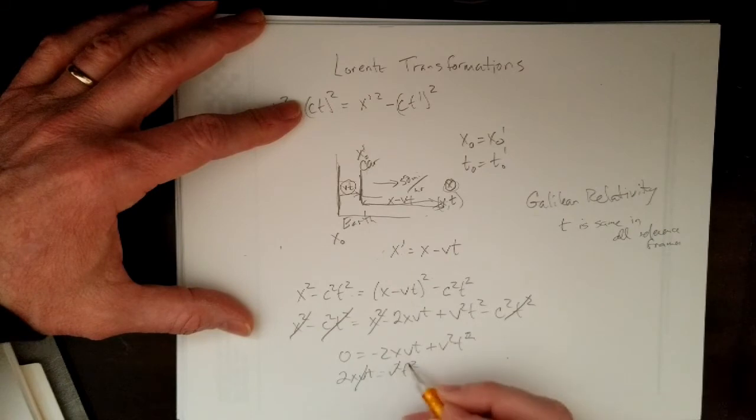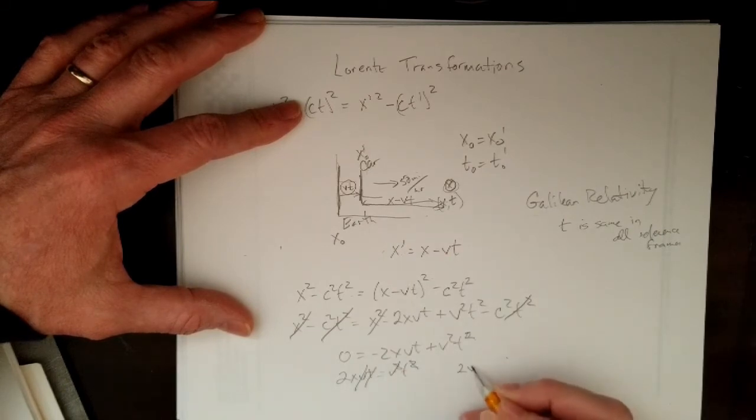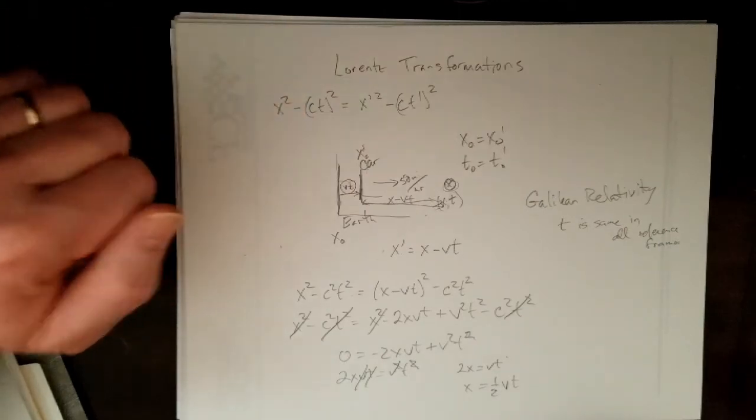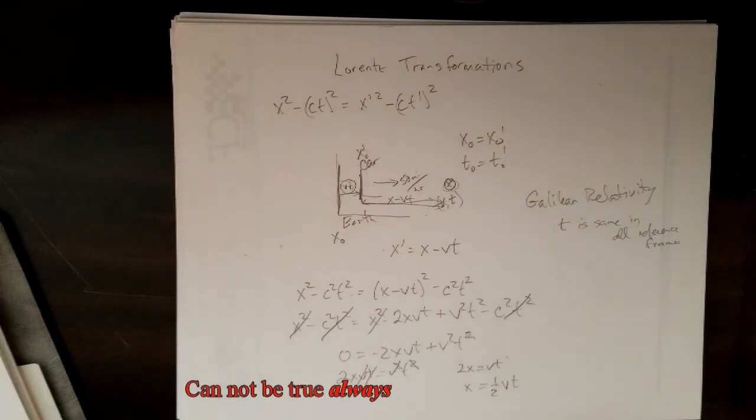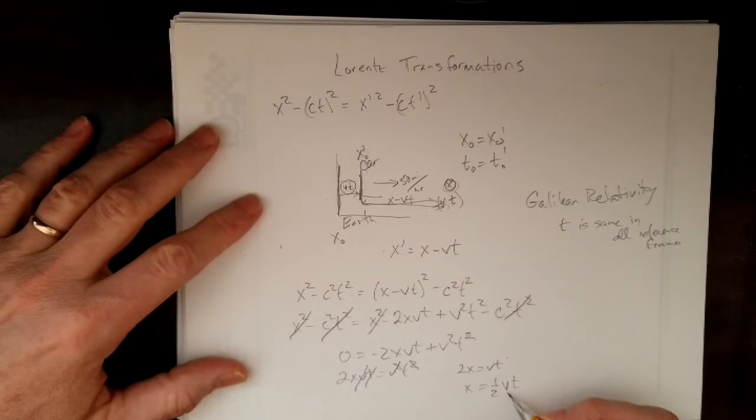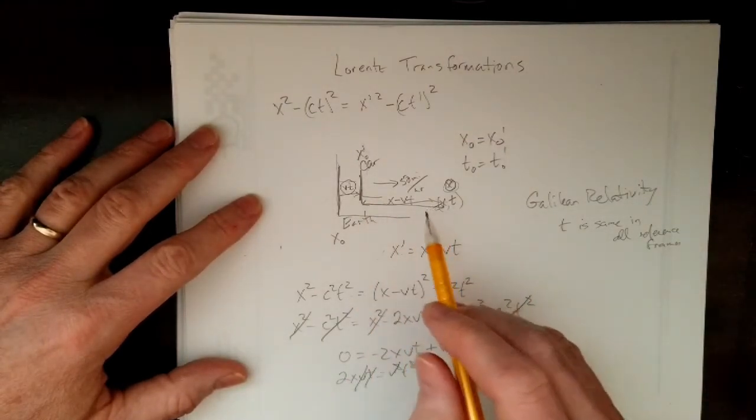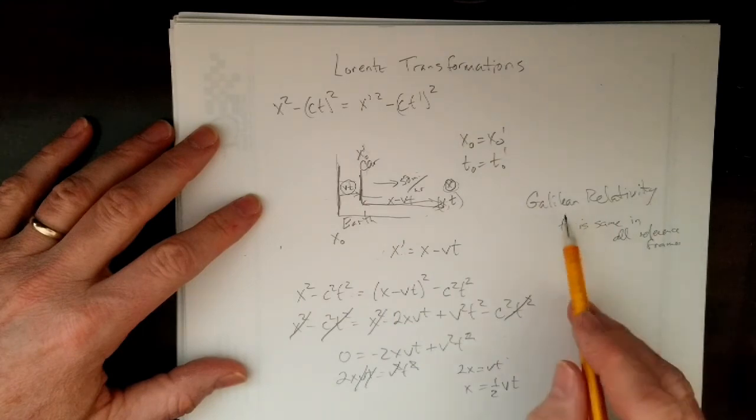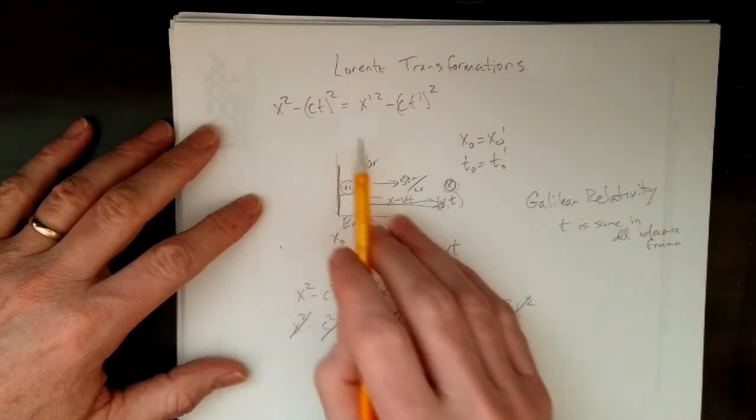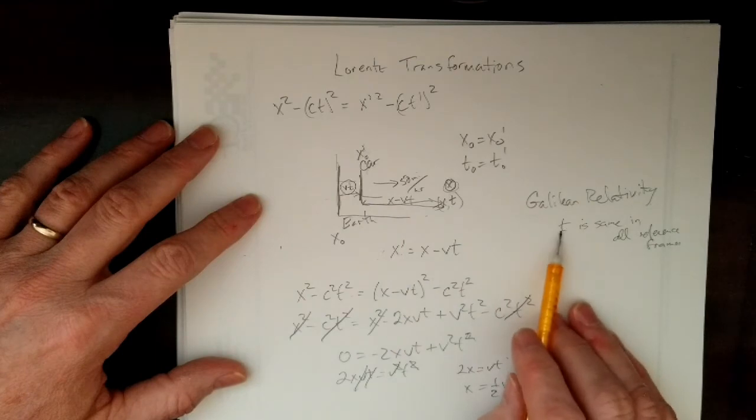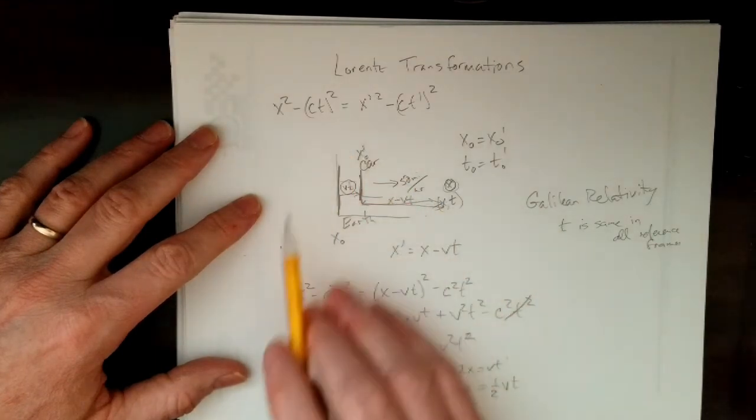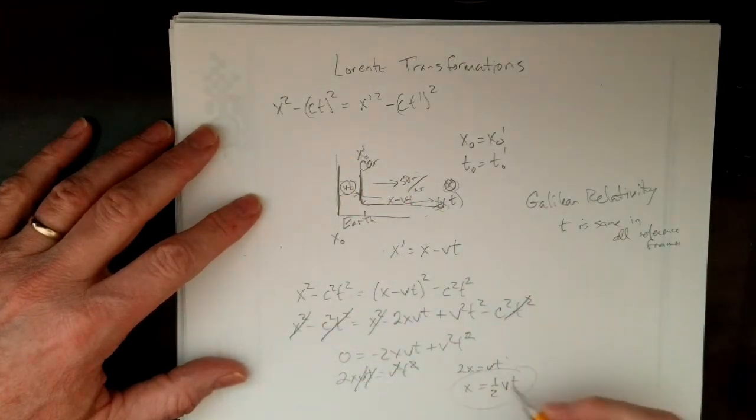A v cancels out, a t cancels out, and we're left with 2x equals vt, or x is equal to 1/2 vt, which just cannot be true. So therefore, we're working on two different assumptions. This assumes time is the same. This assumes time is not the same. And there's an incompatibility right here.